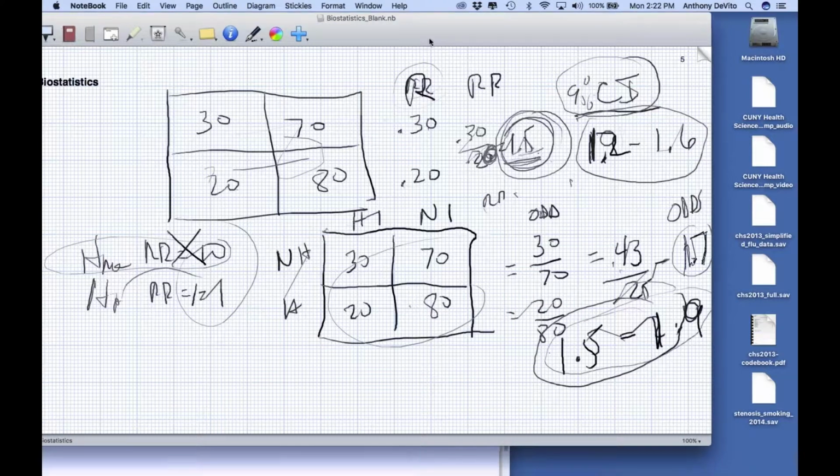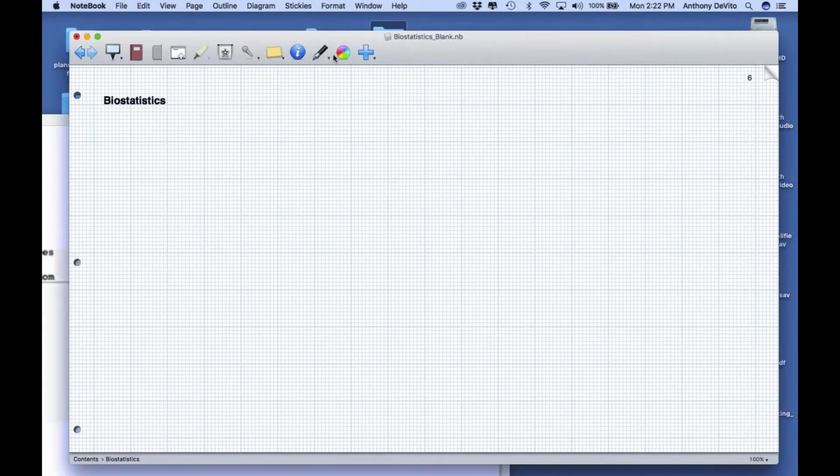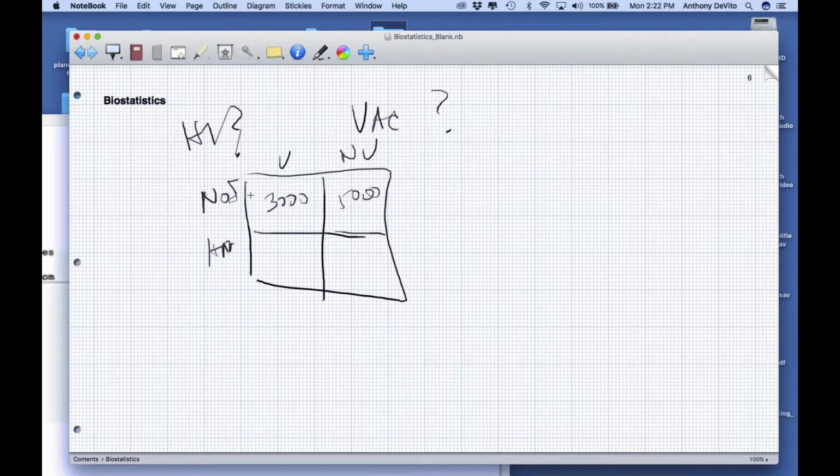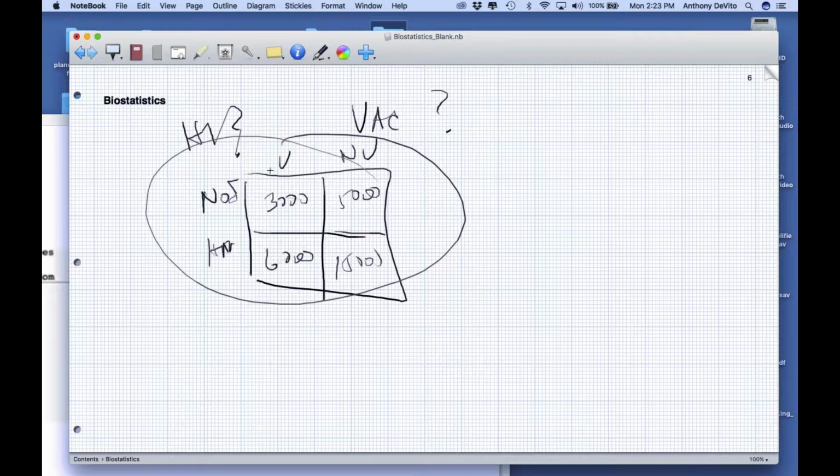And why is this important? Because when you go back and analyze, did you have health insurance? Did you get a flu vaccine? You have categorical variables. You have people that have no insurance or have insurance, and people that got a vaccine and no vaccine. Now your numbers are going to be enormous. This might be 3,000, and this might be 5,000, and for no insurance, this might be 6,000, and 1,500 or something like that for people that had health insurance. So you're going to be dealing with big numbers, but because you're dealing with categorical variables, you need tools to do the analysis.